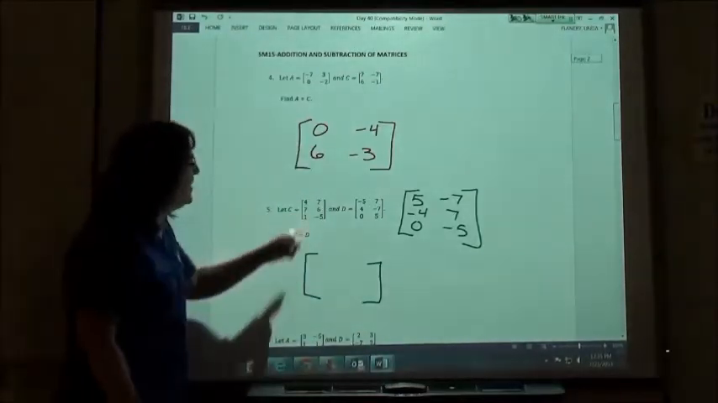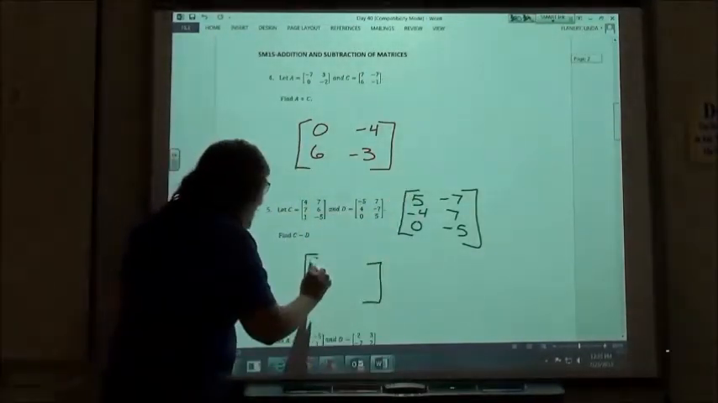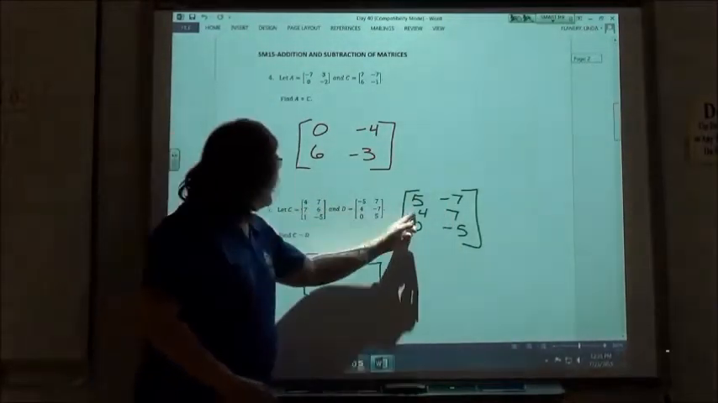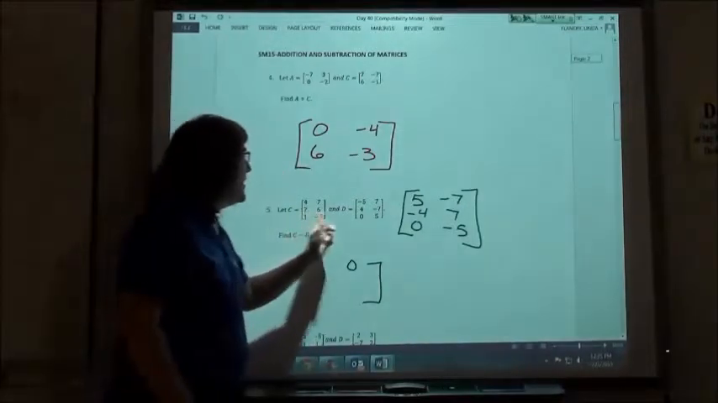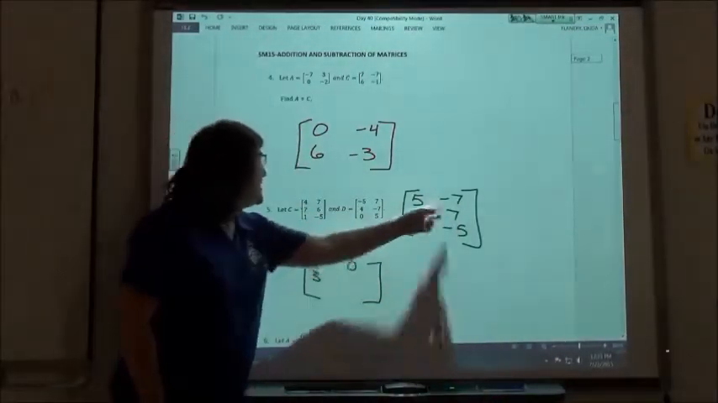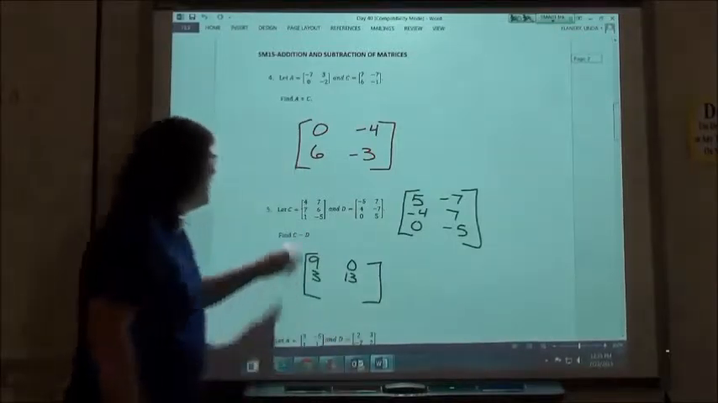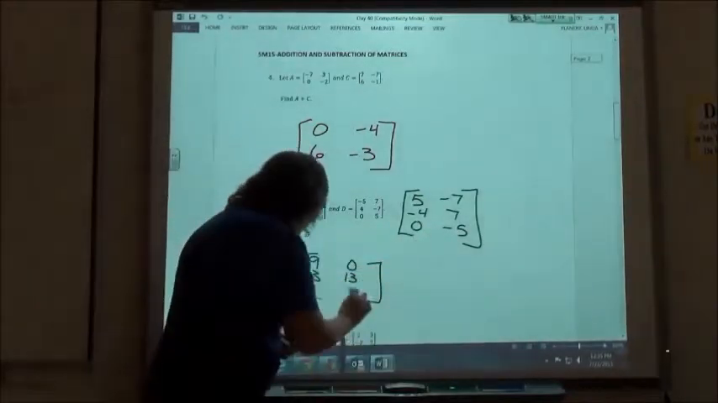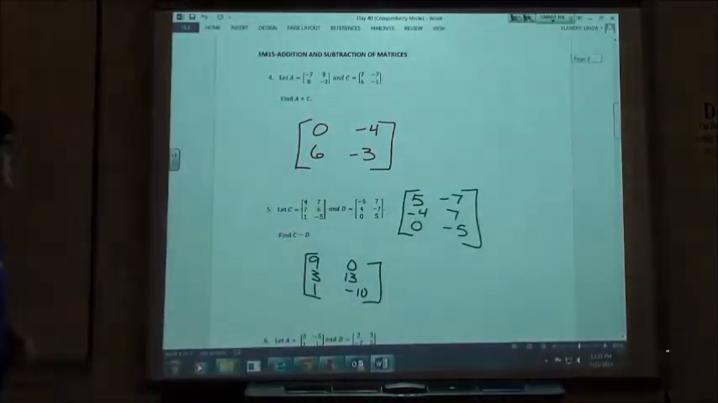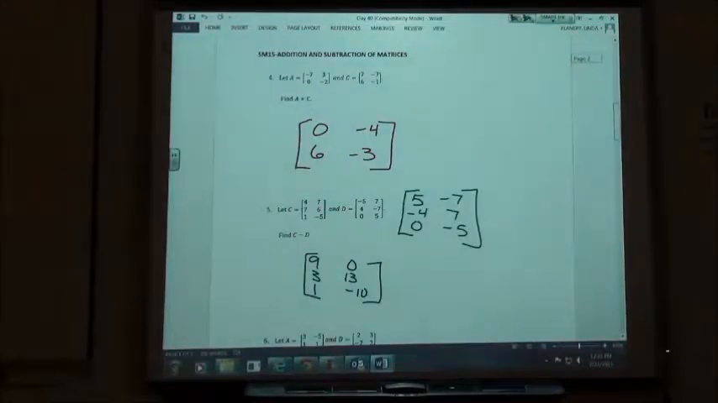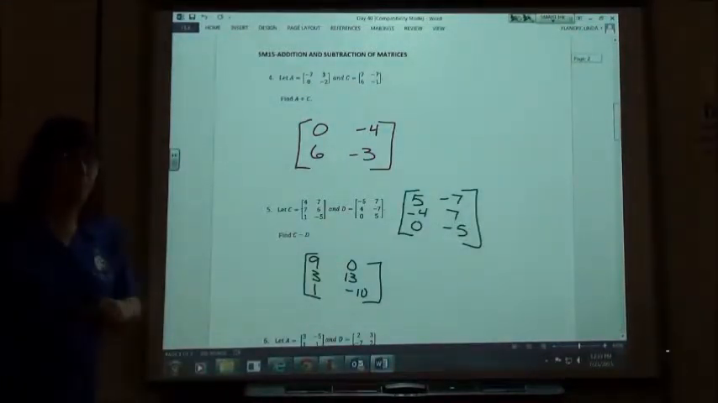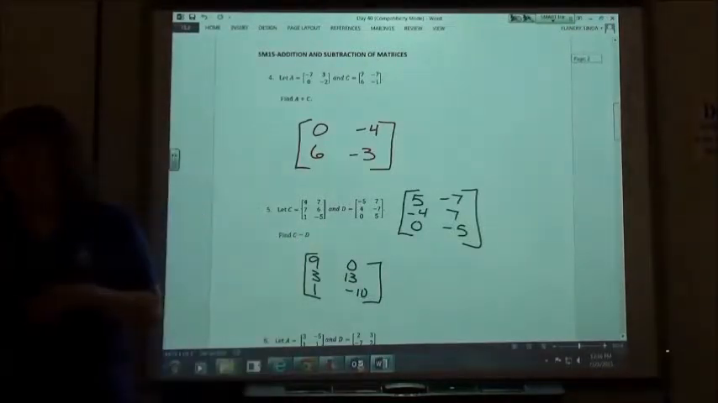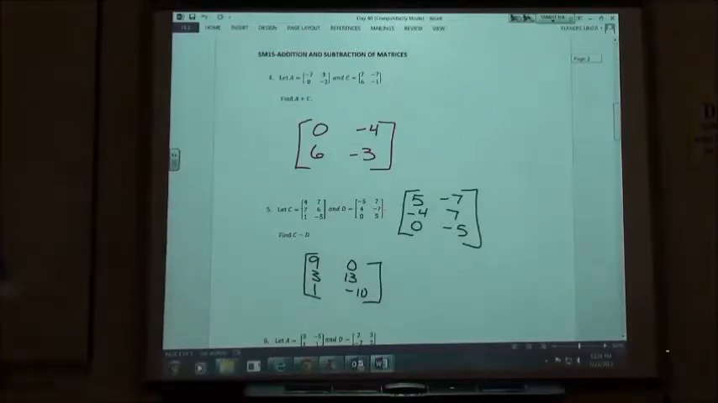Yeah, that almost was right. 4 plus 5 gives me 9. 7 minus 7 would give me 0. 7 minus 4 would give me 3. 6 minus 7, what am I doing? 6 plus 7 is 13. 1 plus 0 is 1. -5 minus 5, -10. So just like when you subtract with a polynomial, you have to distribute your negative and change all your signs, and then you add.